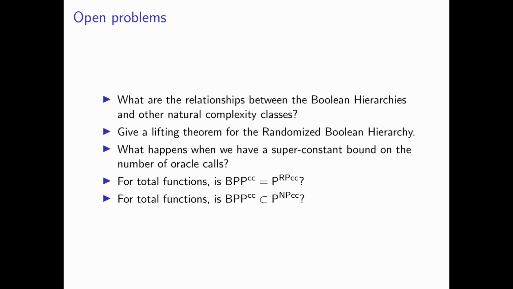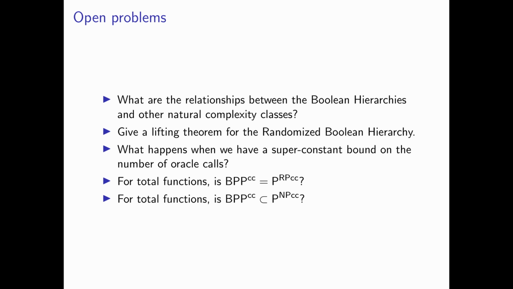To conclude, let me give you some open problems. We pretty much completely resolved the structure of both the randomized and nondeterministic Boolean hierarchies, but there is still other work that can be done. Not much is known about relationships between other natural communication classes and classes at high levels of the hierarchies. Another thing that might be useful is a query to communication lifting theorem for classes in the randomized Boolean hierarchy. In our paper, we only needed lifting for classes in the nondeterministic Boolean hierarchy.